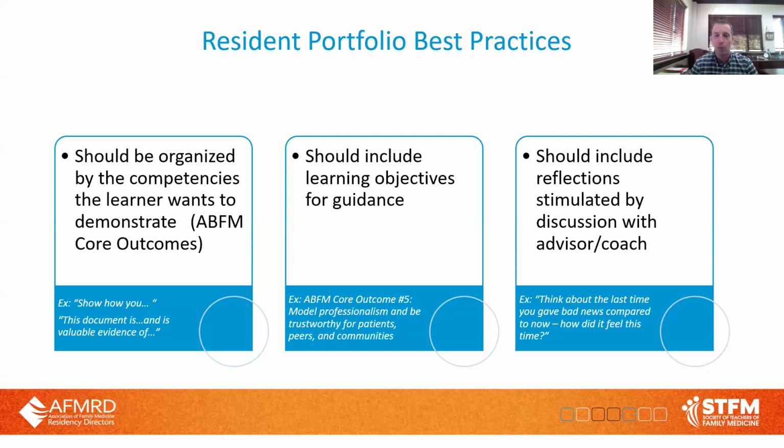We should certainly organize portfolios by the competency we want the learner to demonstrate. In this case, our 15 core outcomes from the ABFM. We should have some learning objectives for guidance. Learners need a little bit of guardrails and prompts for what to include, and maybe some prompts for reflections to write, and discussions with their advisor or their coach.